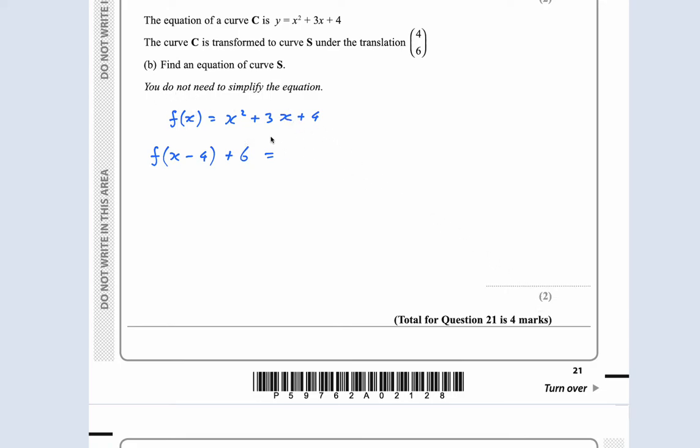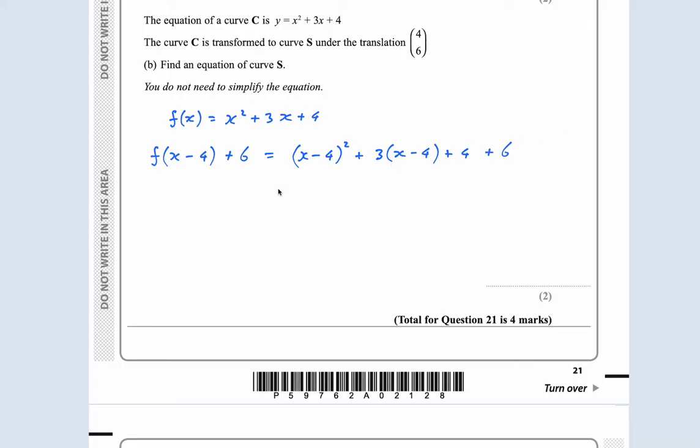And it's only 2 marks, so that's why it's not actually too difficult, because now I just sub in x minus 4 squared. So instead of x, I put x minus 4. Instead of x here, I put x minus 4. There's a plus 4, and then I have to add 6 because I've said I'm going to add 6, so I add 6. And there we go. That's the answer.